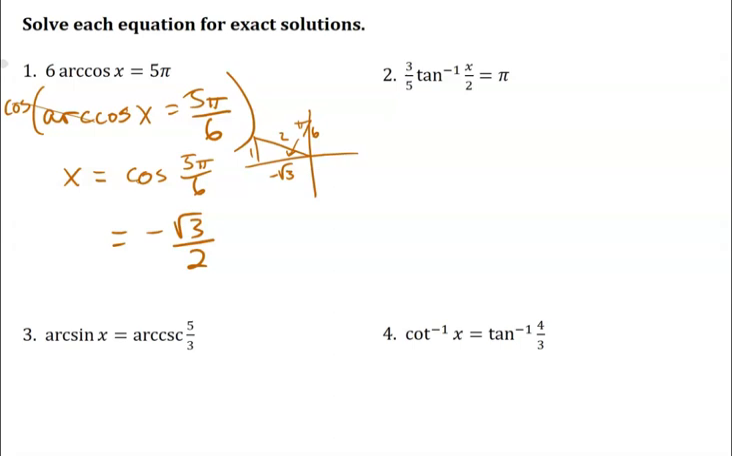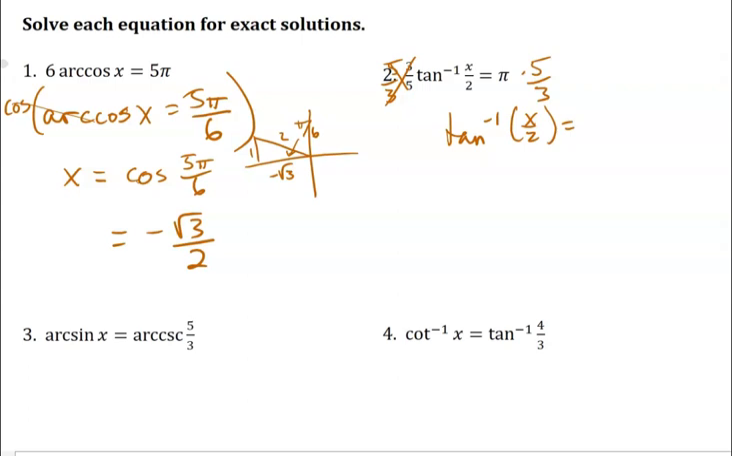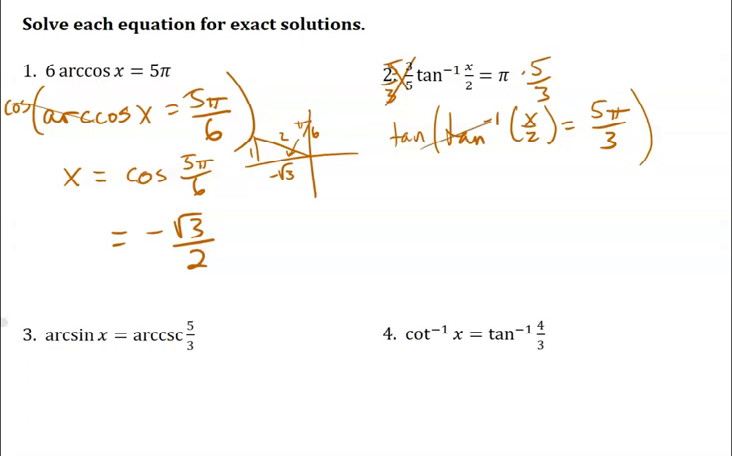Okay. Next one, I'm going to start by multiplying both sides by 5/3, which is the same thing as dividing by 3/5. I'm going to multiply by 5/3 to cancel this out, but I do that on both sides. So then I have tangent inverse of x over 2 is equal to 5 pi over 3, okay? To undo the inverse tangent, I'm going to take the tangent of the whole equation, tangent of tangent inverse, that cancels out. So we're left with x over 2 equals tangent of 5 pi over 3, okay?